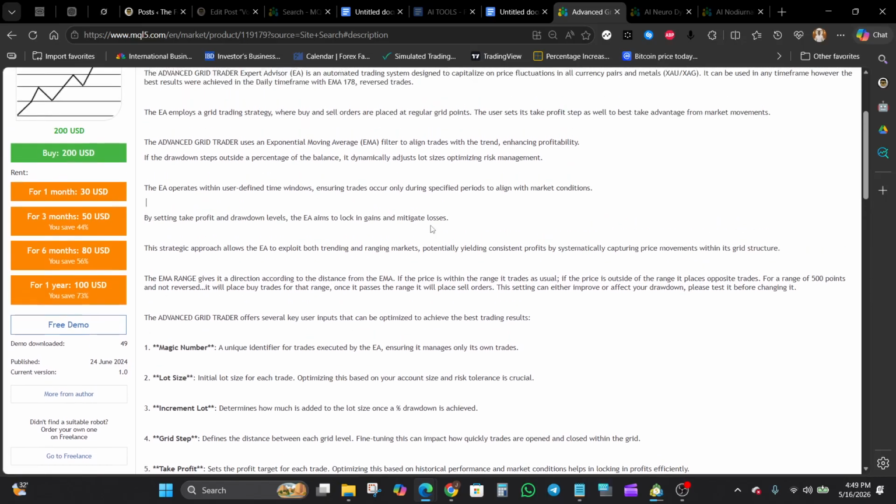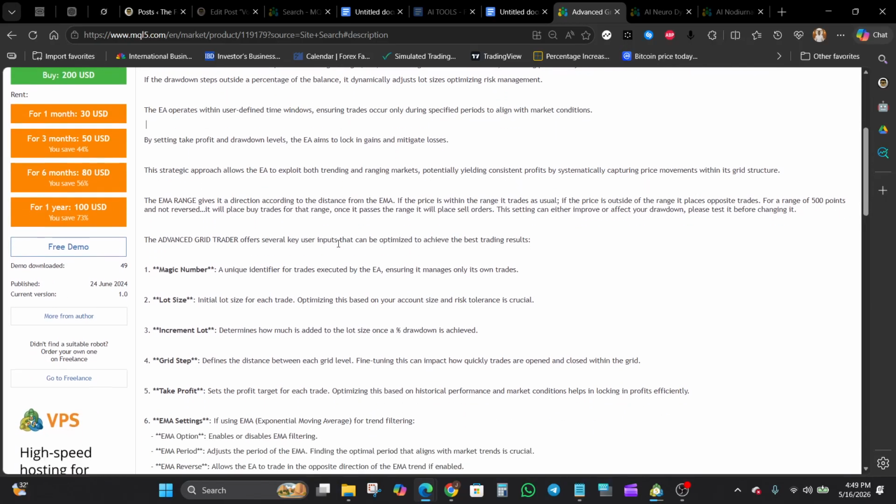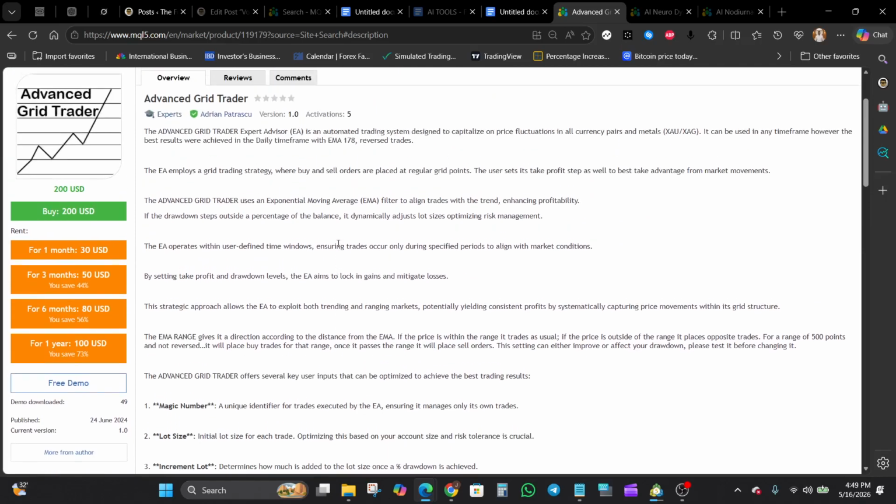All right, now another key point here is the grid system itself. The EA places buy and sell orders at defined intervals, which allows it to build exposure as price moves, and the user can control how aggressive or spaced out that grid is through settings like the grid step and take profit levels.